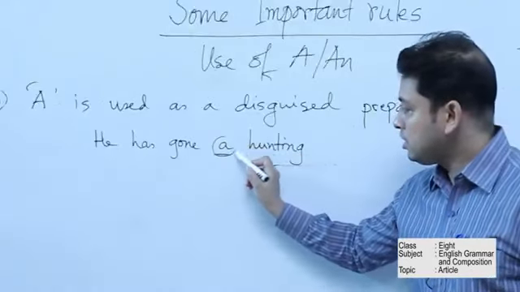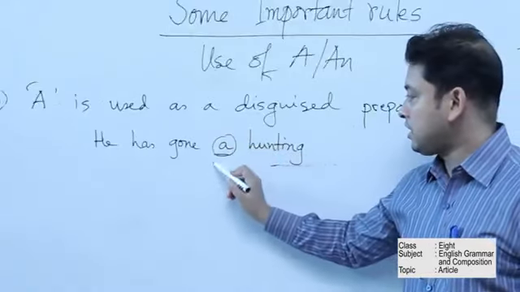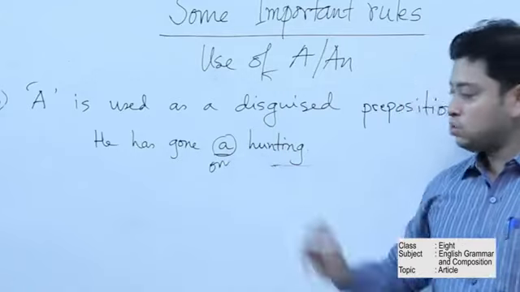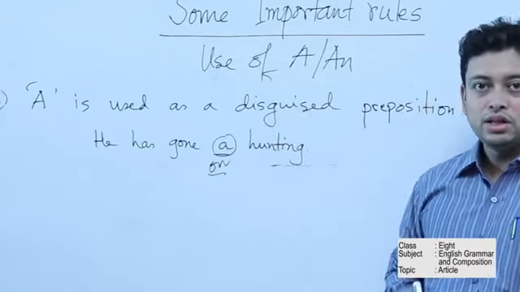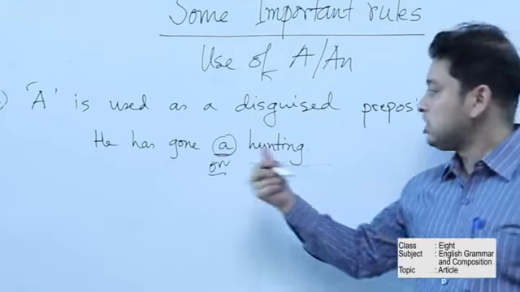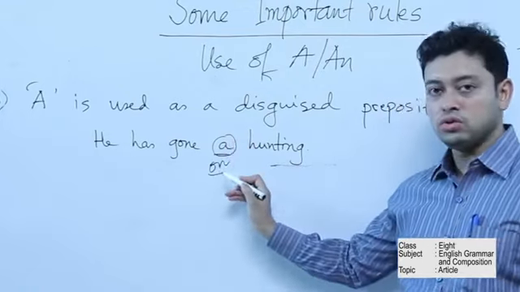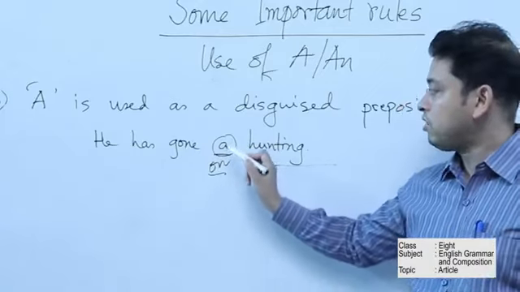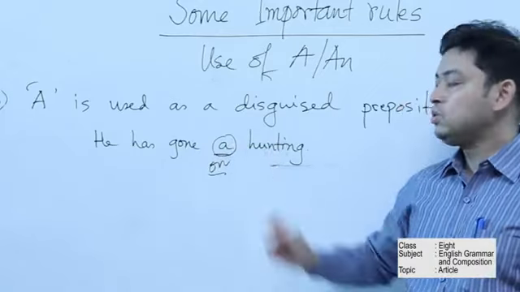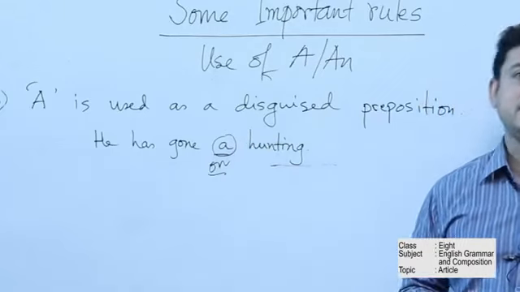Actually here the article a is used, but it is acting as on. So on is a preposition. Now we know that a preposition is a relating word. Actually it is relating, but we are using a in the guise of on. So here we have used a disguised preposition in the form of an article. That's why we can use an article before a disguised preposition.